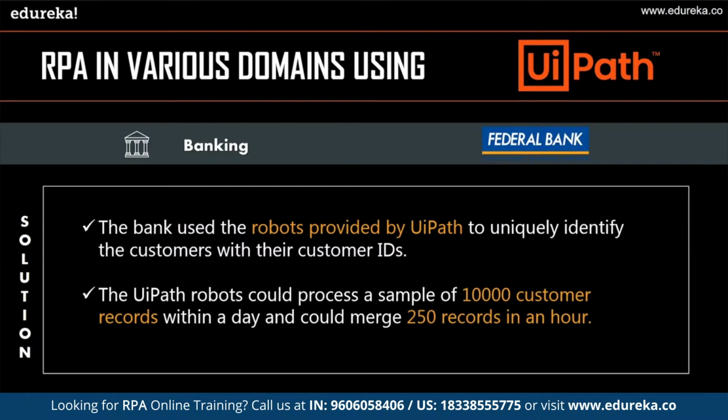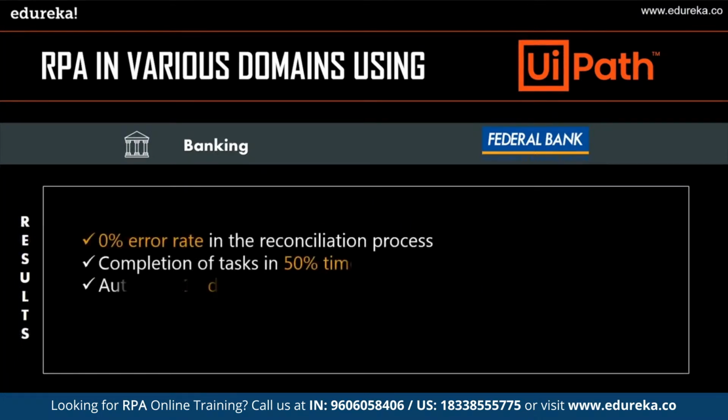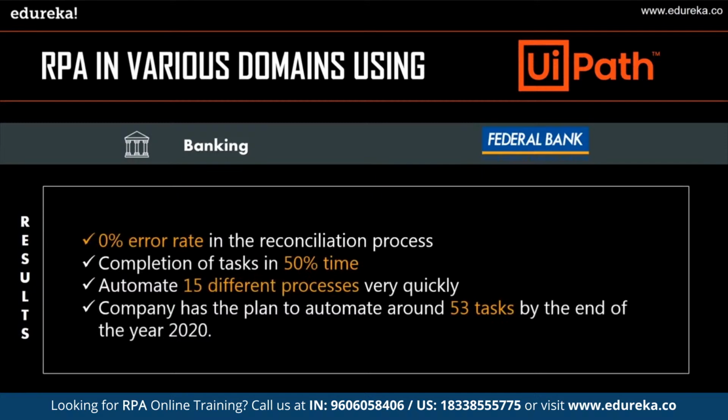It is, right? So the results observed are as you can see on my screen. There was a 0% error rate in the reconciliation process. It was observed that the completion of tasks was done in 50% of the time. The bank could automate 15 different processes very quickly, and the company further had plans to automate around 53 tasks by the end of the year 2020. So that's how, guys, RPA is used in the banking industry.